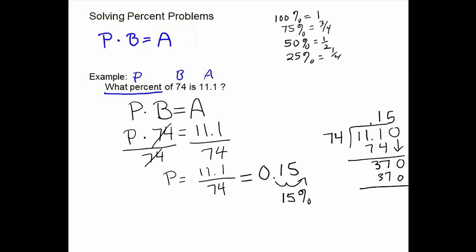So it gives the 0.15. You still have to change it to percent. So move your decimal 2 places to the right and add your percent symbol. Let's see if this is a reasonable answer. So 15%, so not even a fourth, 15% of 74 is 11.1. That's reasonable.